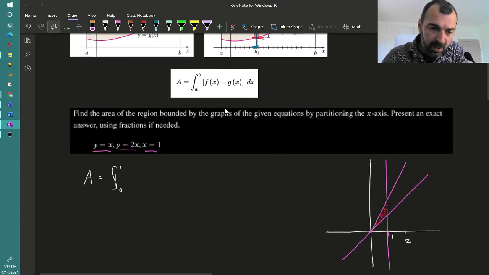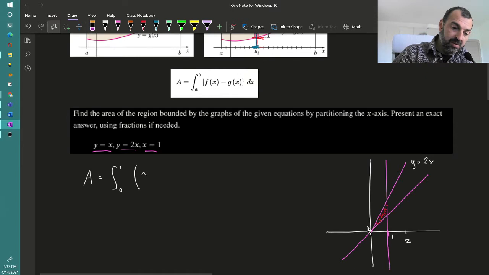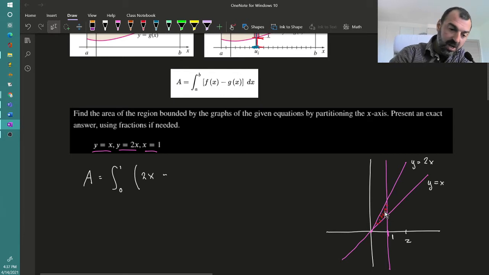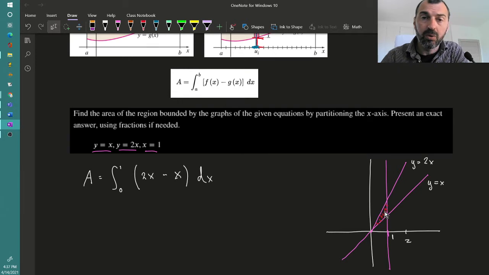And then my above graph, f of x, is going to be the tallest one. So it's just going to be this guy. And if you recall, this is y equals 2x. So that's going to be my above graph, or 2x. Now, I would subtract the g of x, which would be the lower graph. And that was, if you recall, y equals x. So I'm just going to subtract x, and then I'm going to get a dx there. Okay? And that's it. It's about as simple as it gets. This one is, at least.